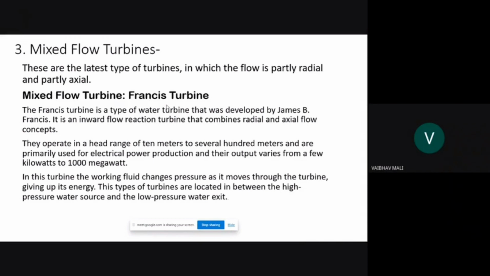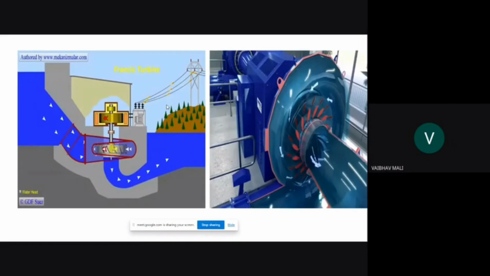They operate in a head range of 10 meters to several hundred meters and are primarily used for electrical power production, and their output varies from a few kilowatts to 1000 megawatts. In this turbine, the working fluid changes pressure as it moves through the turbine, giving up its energy. This type of turbine is located between the high pressure water source and the low pressure water exit. This is the working of the Francis turbine.